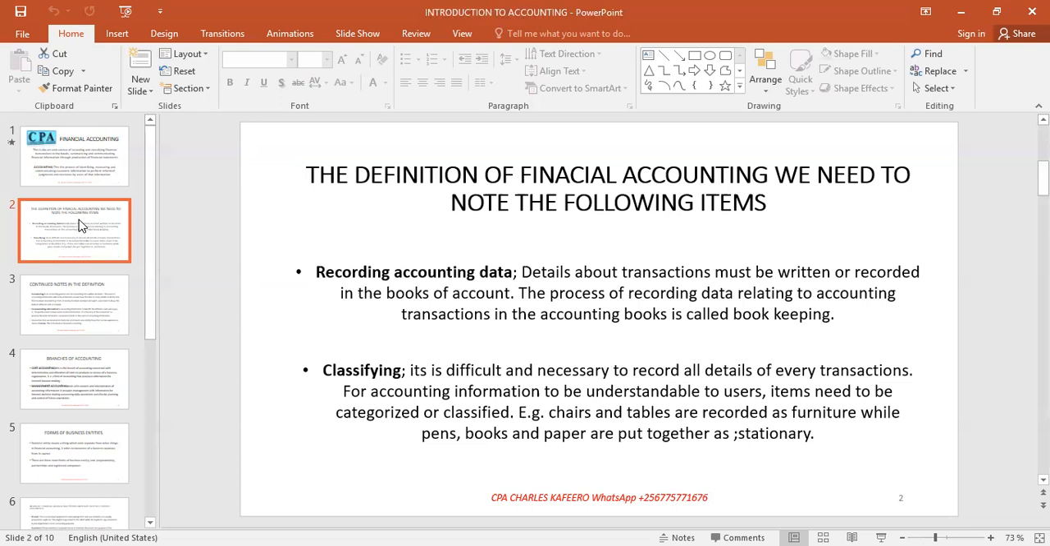When you're giving information, you don't give so many things. You can specify some of them. Some examples: chairs and tables are recorded as furniture. So instead of saying I bought chairs and tables worth, let's say, 10 million, we can only say I bought furniture of, let's say, 10 million. The other thing, you can talk about pens, pencils, books; you can generalize them and call them stationery. That's what they mean by classifying the accounting information.